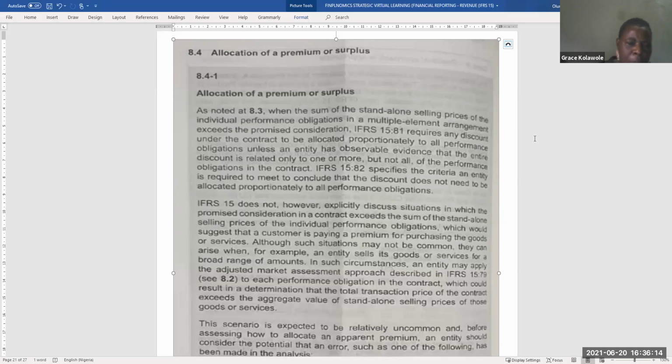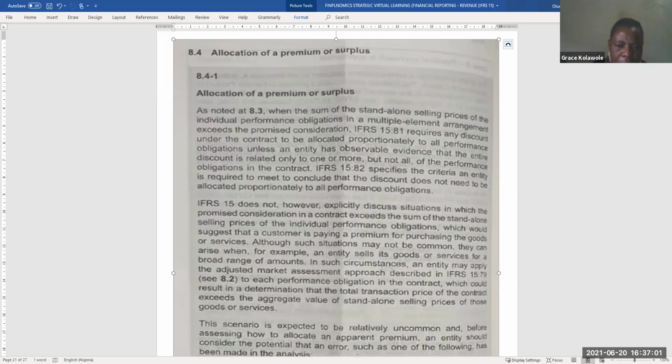Allocation of premium or surplus. As noted at 8.3, when the sum of the standalone selling prices of the individual performance obligations in a multiple element arrangement exceeds the promised consideration, IFRS 15, paragraph 81 requires any discount under the contract to be allocated proportionately to all performance obligations unless an entity has observable evidence that the entire discount is related only to one or more, but not all, of the performance obligations in the contract.